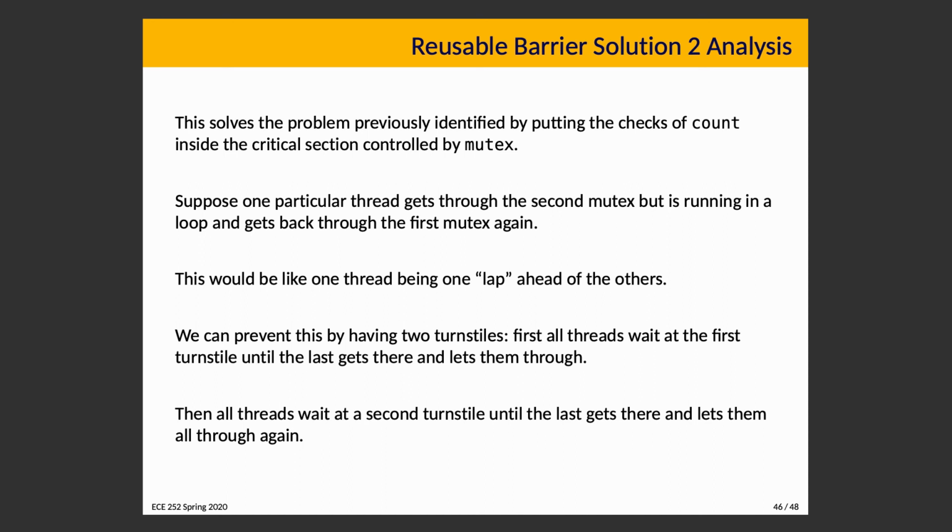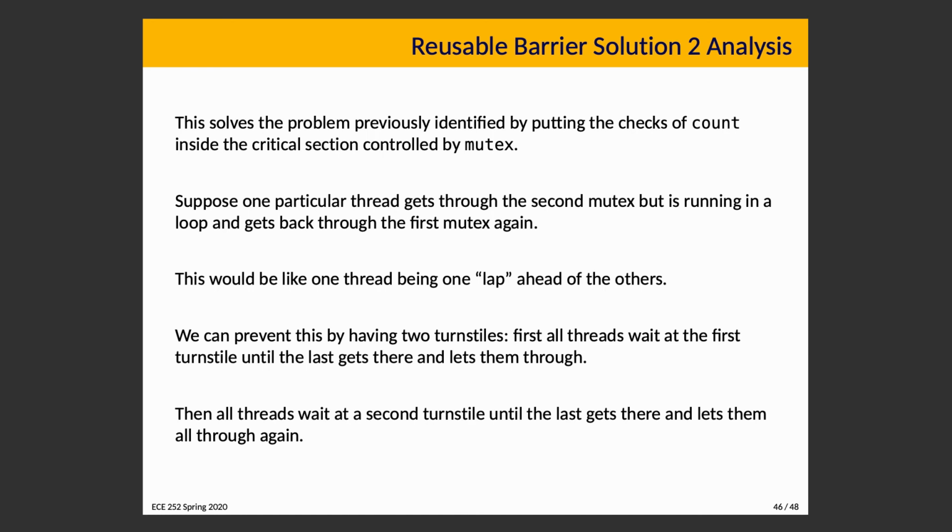There is one more problem with the reusable barrier, and I mean, it's perfectly fine as it is, but there's one more thing that could happen. And it is, what if a thread, we'll say it's thread 2, gets through the second mutex and it's running in a loop and it goes back through the first mutex again.